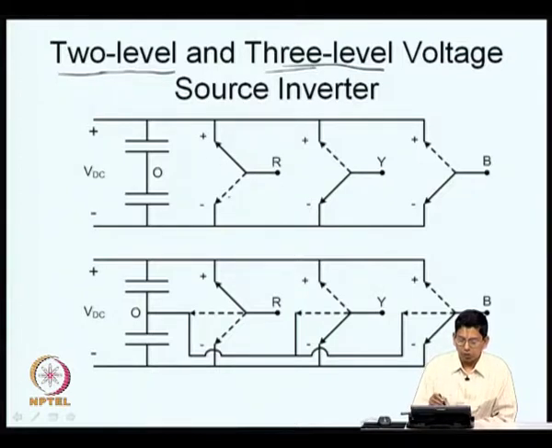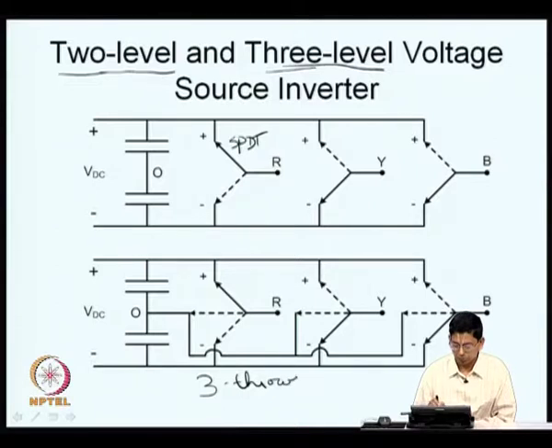Now, this is the 2 level voltage source inverter where every leg is a single pole double throw switch. There are 2 throws here. If you look at the lower picture, there are 3 throws here. As before, the load is presumed to be inductive and therefore, the load terminals are connected to the poles. The poles are always connected to one throw or the other. Therefore, there will always be some path available for the load current to flow through.